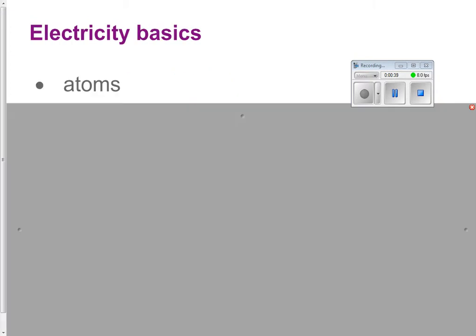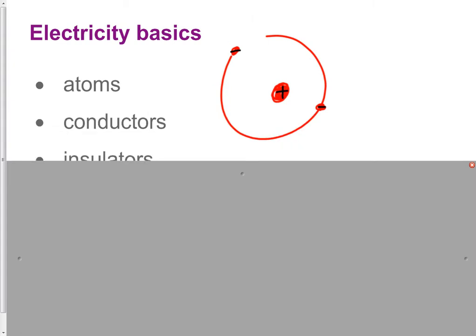So, really basic thing just to begin with. Bit of recap. Obviously, atoms, what are they made of? Well, made of a nucleus and electrons going around the nucleus. The nucleus is positive and the electrons are negative.